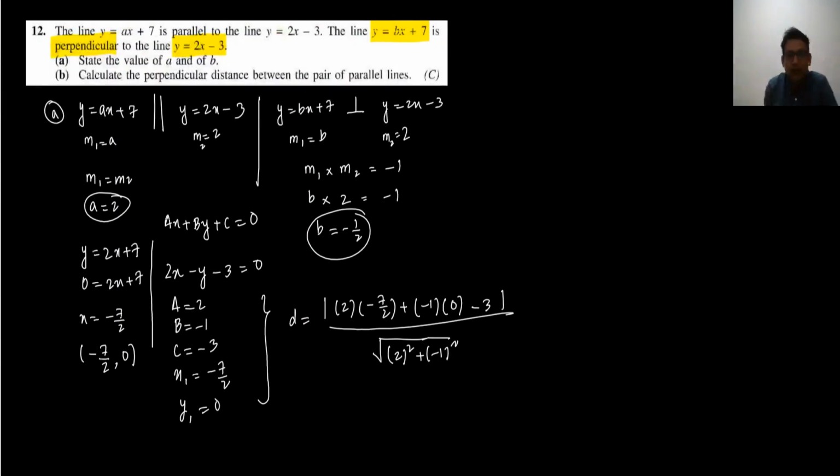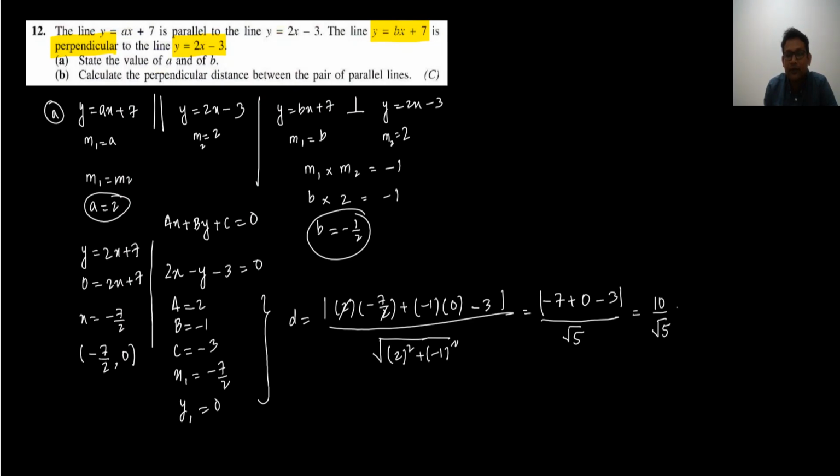So finally, we have 2 to cancel out, and it is minus 7 plus 0 and minus 3 in the modulus, which means your answer will become positive. This is 2 squared, 4, and 1 is 5. So this minus 10 will become plus 10 under root 5.